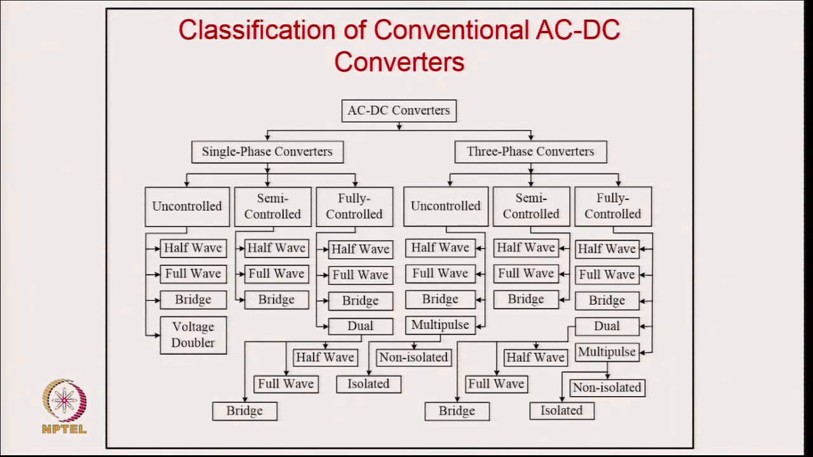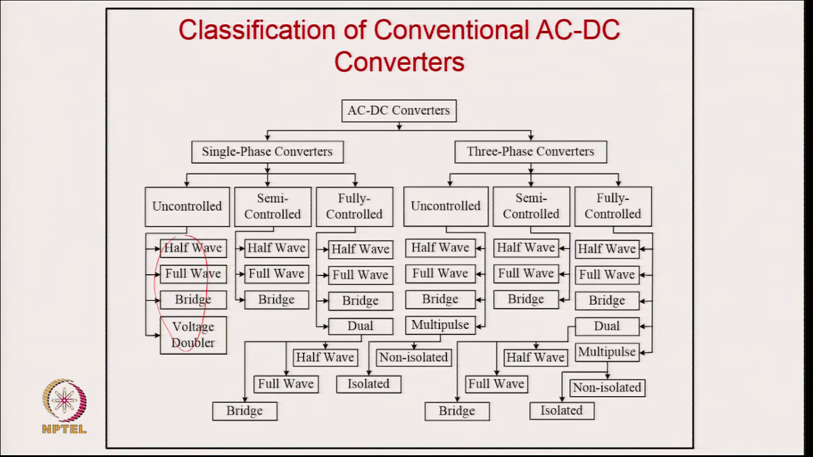Single phase can further be classified into uncontrolled and semi controlled, and uncontrolled can be classified further into half wave, full wave, bridge and voltage doubler. The voltage doubler we will discuss with the circuit; it has a lot of applications, typically in the appliance industry. Then semi controlled half wave, full wave and bridge, and fully controlled, of course, we have half wave, full wave, bridge, and then we have a dual converter. Dual converter can be for half wave, full wave or bridge in fully controlled converter.